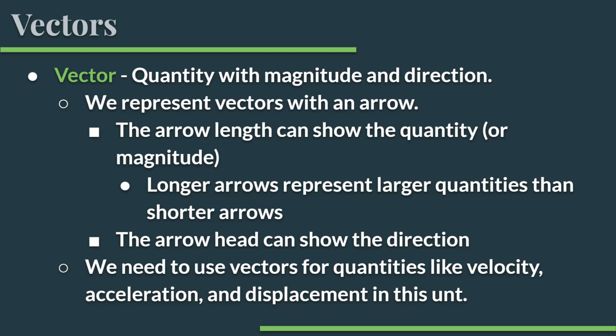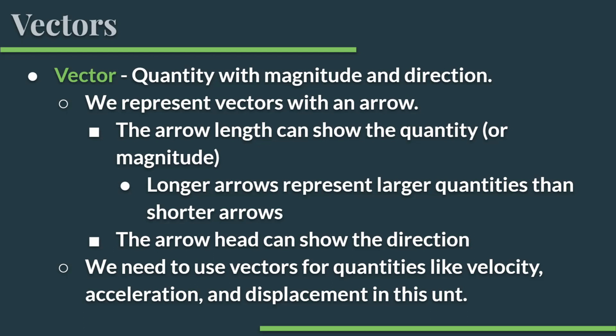Now, because it is a quantity with both a magnitude and a direction, we can represent vectors with an arrow, because arrows also can represent magnitudes. How long the arrow is can show how large the value is, and direction, because arrows, of course, point a certain way. And so whenever we represent our vectors with arrows, the arrow length can show the quantity or the magnitude of the value. Longer arrows will represent larger quantities. Shorter arrows will represent smaller quantities. And then the arrowhead can show the direction. And so we can represent these vector quantities like velocity, acceleration, and displacement with arrows.